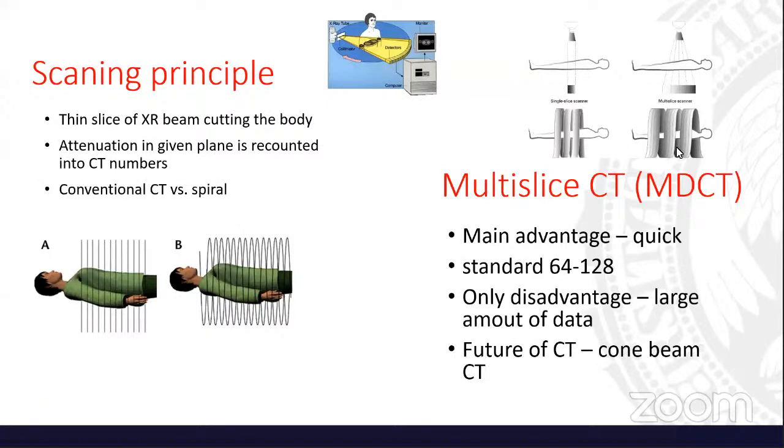So if I sum it up, with multi-slice CTs we have more rows of detectors, the only disadvantage is large data, and the main reason is quickness. It definitely takes just a few seconds when the patient goes through the gantry. If you have any questions, you can write them in the chat, and we can answer them in the end. Okay.